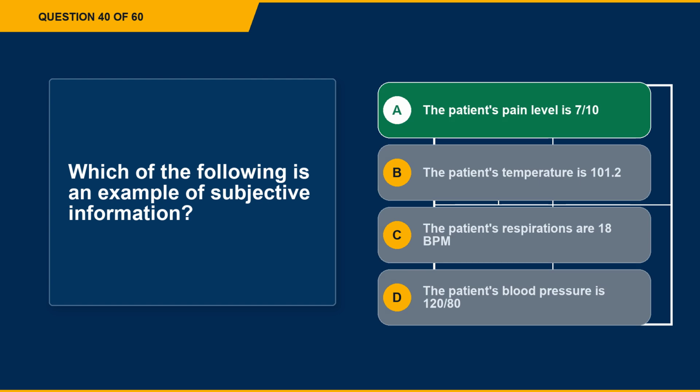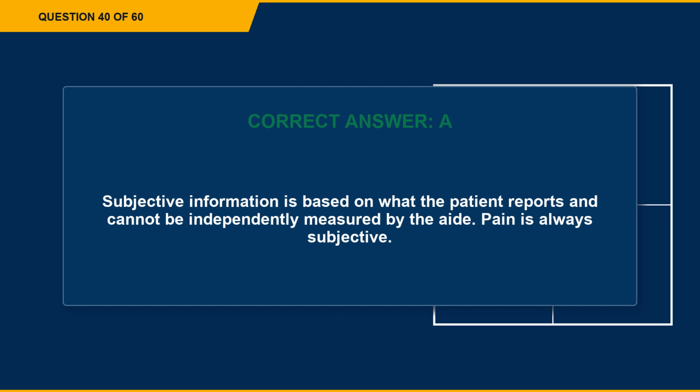The correct answer is option A, the patient's pain level is 7/10. Explanation. Subjective information is based on what the patient reports and cannot be independently measured by the aide. Pain is always subjective.